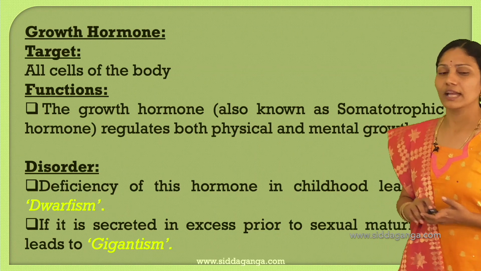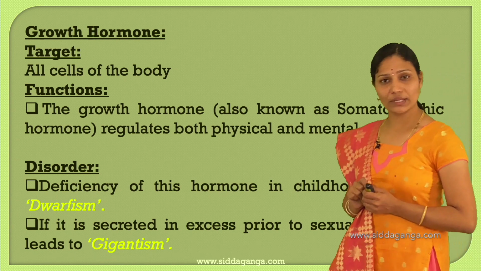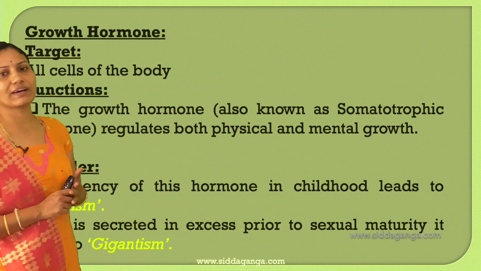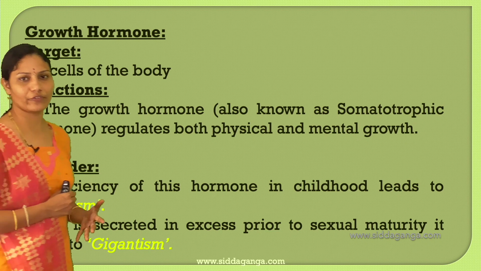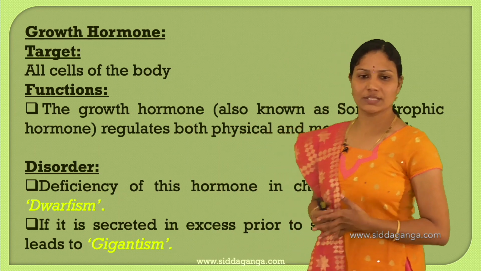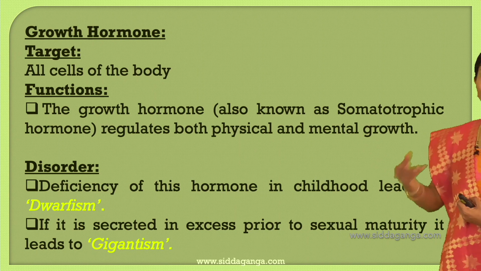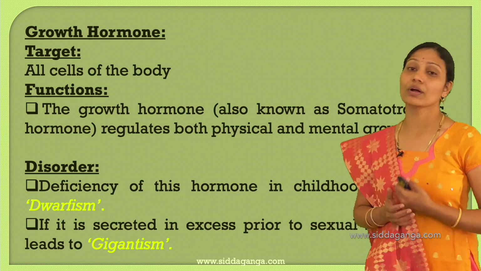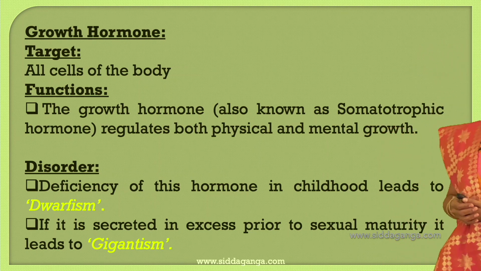What happens if growth hormone is not secreted in a proper quantity during our childhood days? It leads to dwarfism. Dwarf is shortness. You must have seen people with 3.5 feet, 4 feet, is it not? Less than 4.5 feet. So this is what is referred to as dwarfism. Deficiency of this hormone in childhood days leads to dwarfism, shortness. What happens if it is secreted in excess?